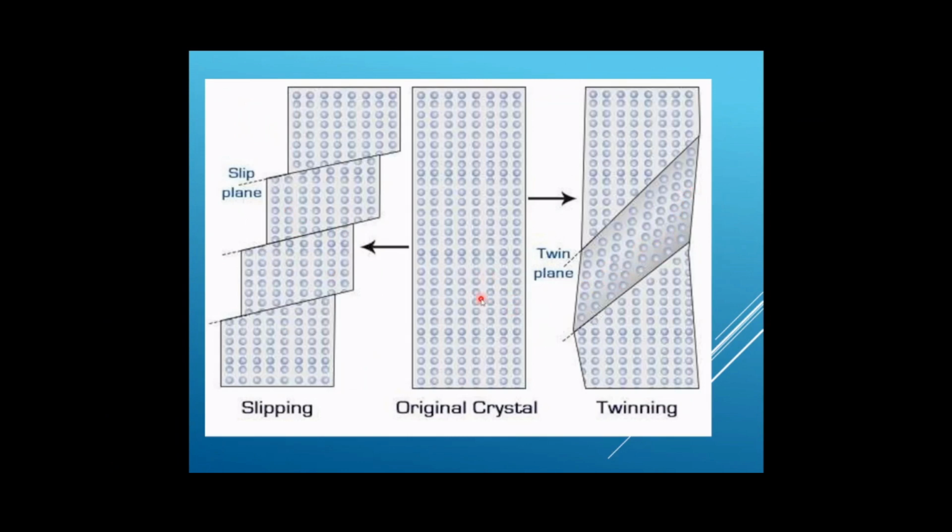So the center part is the original crystal. If this original crystal is subjected to tensile load, slipping will occur by this dislocation. If the original structure is subjected to shear load, the structure will be deformed like this.